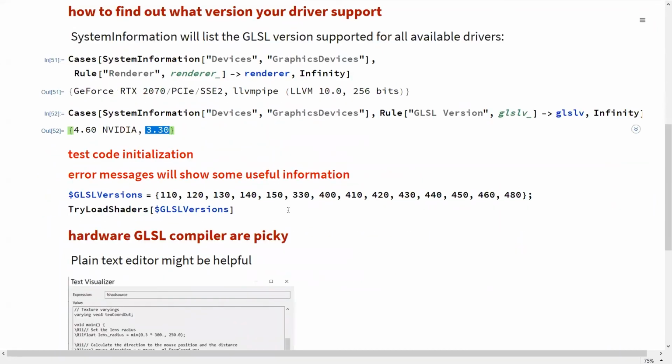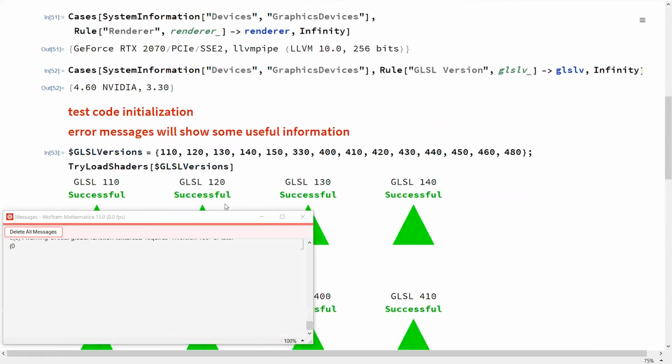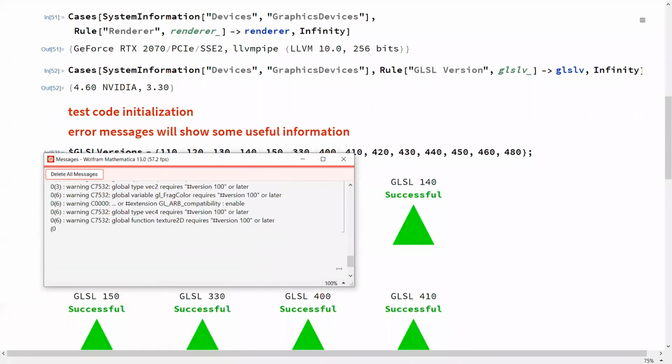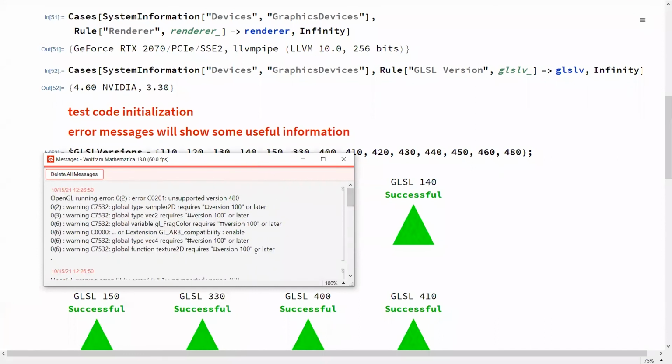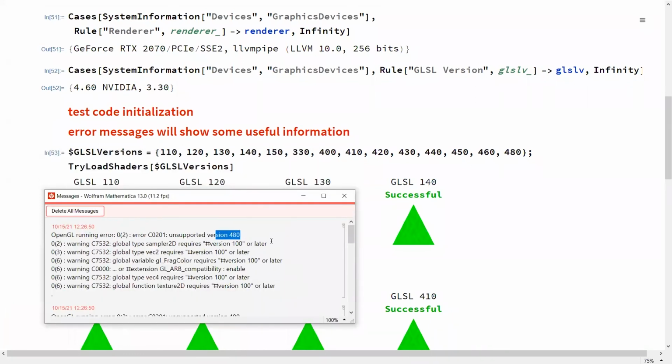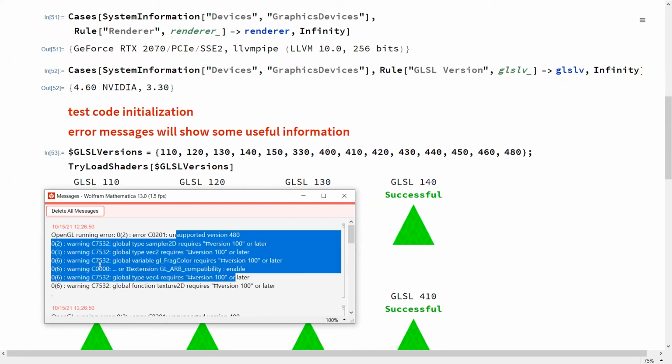So there's another utility you can use to tell if your version is supported on the hardware. And so here, I just say version 480, and it is not defined yet. Of course, it won't be supported. So it gives you information from the message window. And so when you are doing GLSL programming, that's some useful feedback you get.